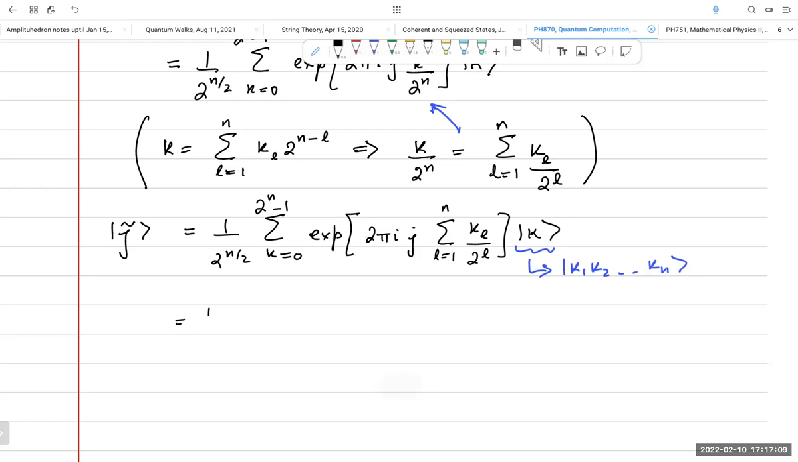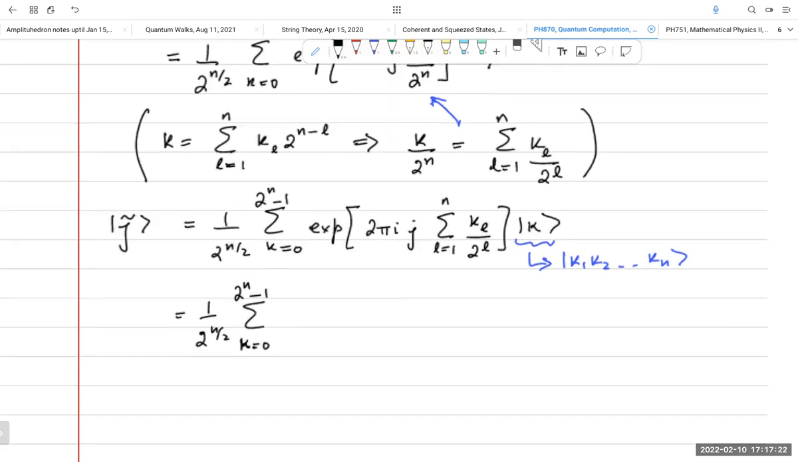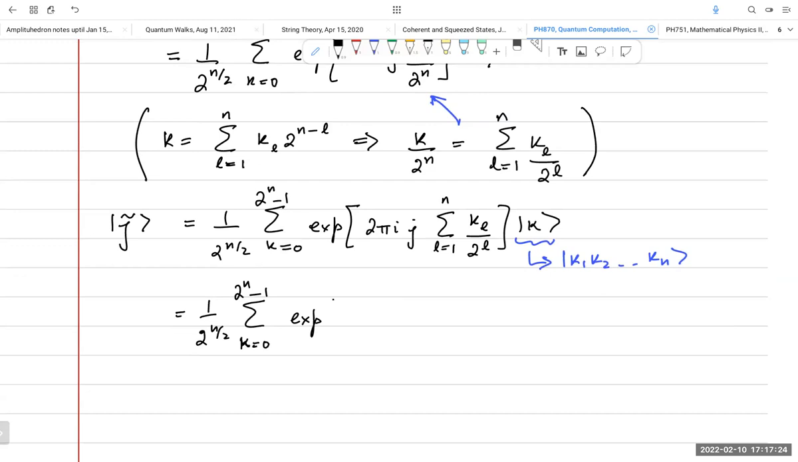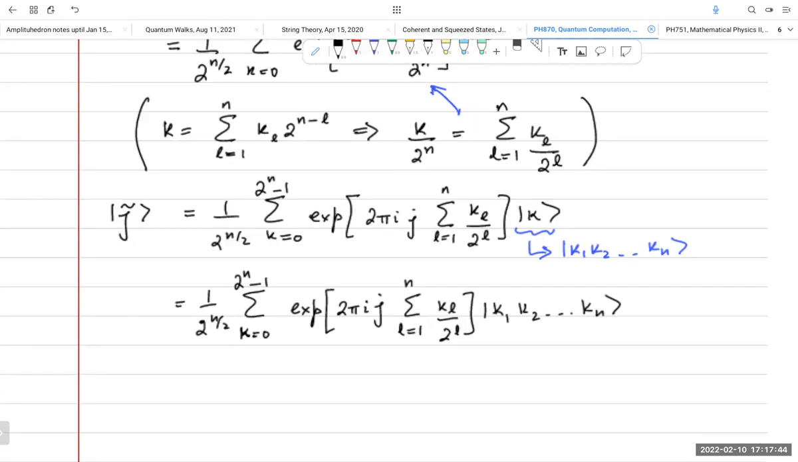So this thing becomes 1 over 2^(n/2), sum over k equals 0. And I'm going the tedious way, repeating, not skipping any steps, because if you skip steps in this case, it's easy to get lost. At least it is for me. So this k is k1, k2 till kn.